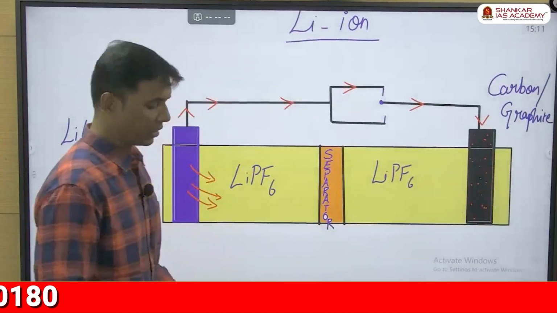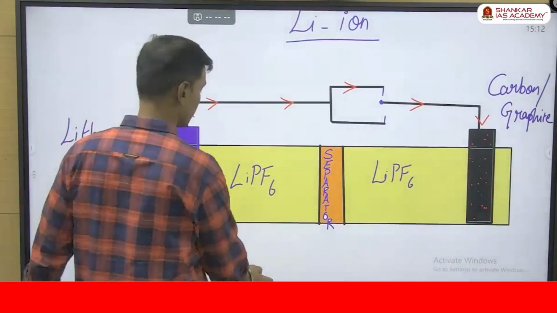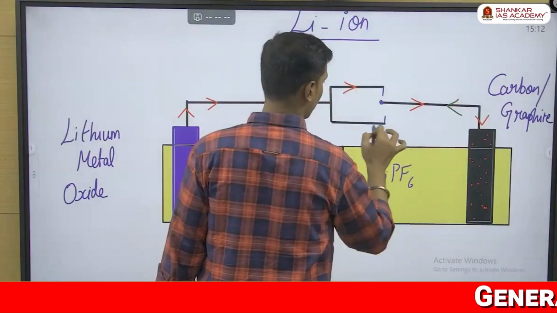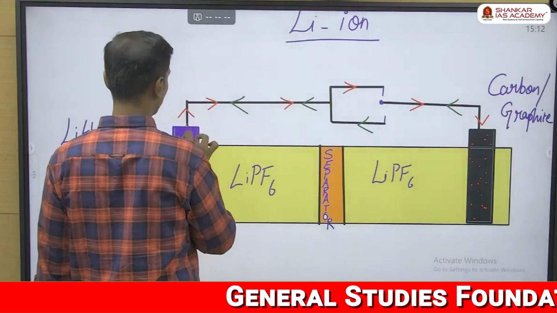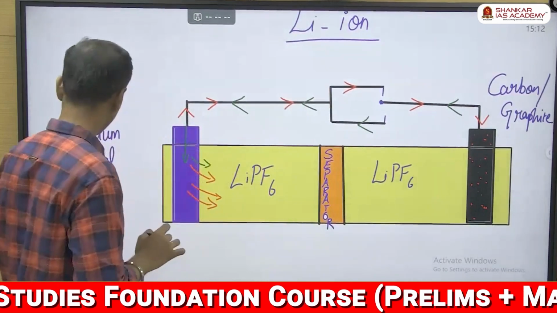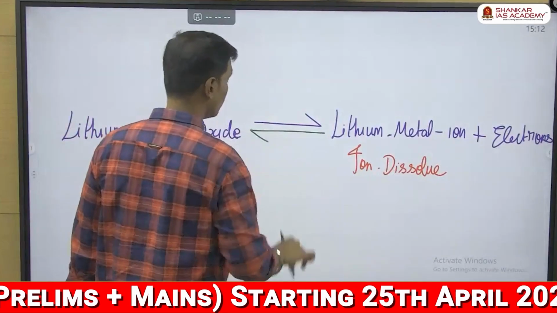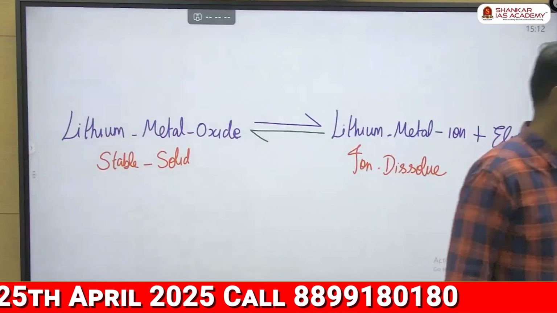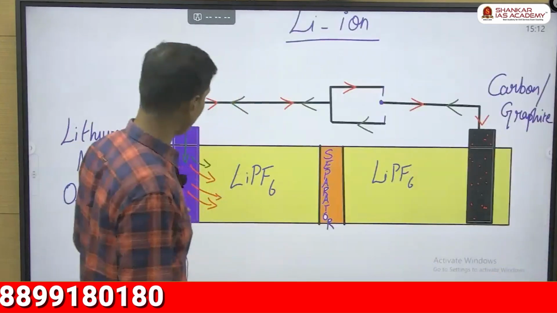Have you understood this? Then we are going to remove the charger. When you remove the charger, during the discharge process, electrons start moving in the circuit, but in the opposite direction, and then reach the solution. When it reaches the solution, what will happen? This will gain electrons, and then again it will turn into lithium metal oxide. So during the charging process, lithium metal oxide is dissolving. During the discharging process, the same lithium metal oxide is growing.